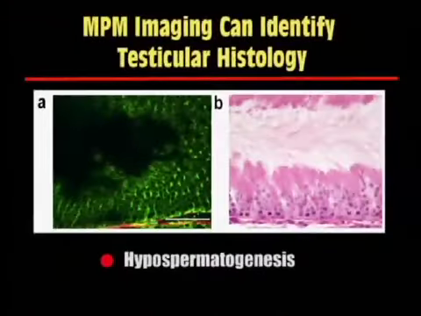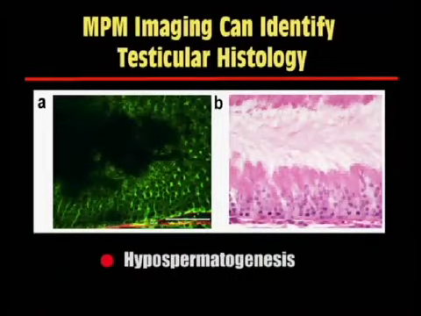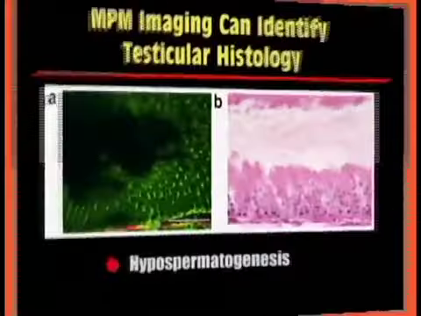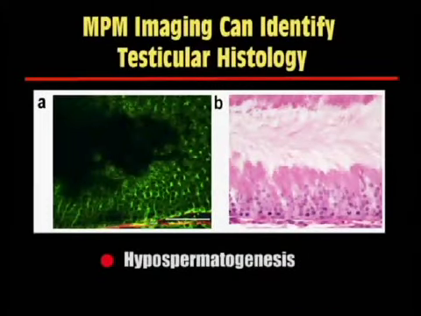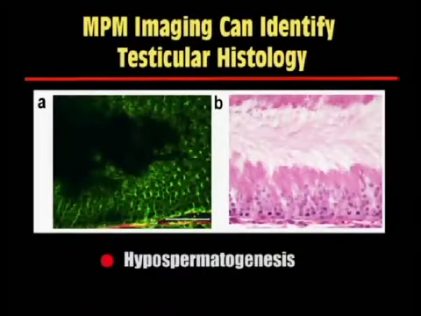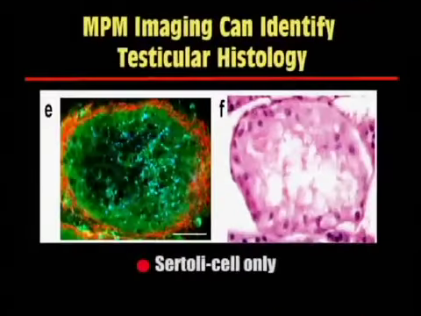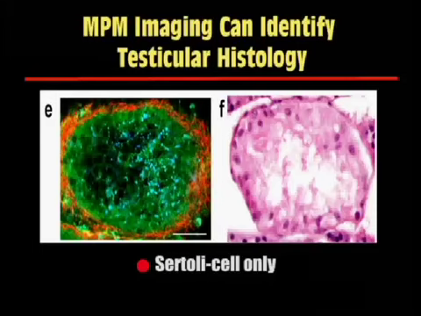Panel A is an MPM image, again without exogenous labels or dyes, and Panel B is the corresponding H&E stained section of these tubules, concordant with MPM imaging results. In addition to identifying normal spermatogenesis, MPM can also distinguish the common testicular histologies seen in men with infertility. These figures show hypospermatogenesis, maturation arrest, and Sertoli cell-only histology.